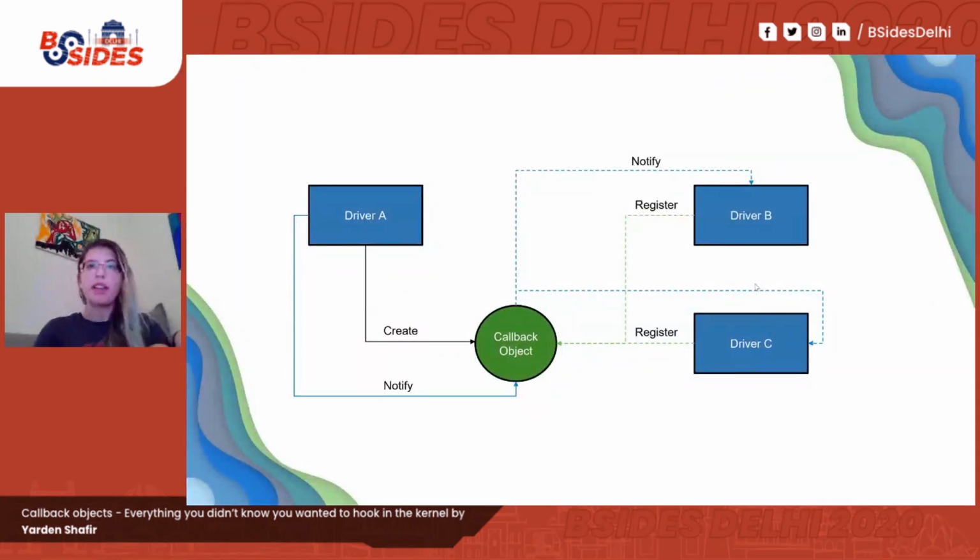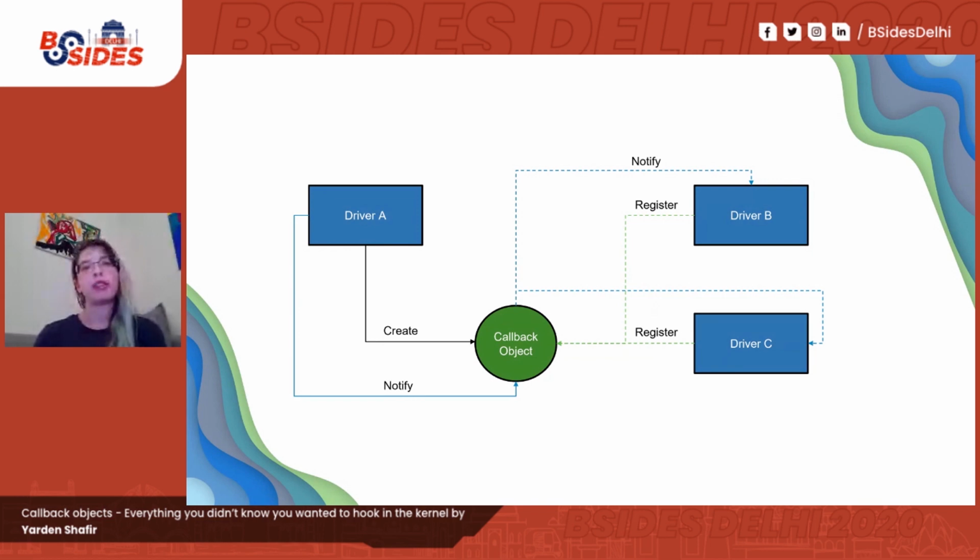So this is roughly what that mechanism looks like. You have a few drivers. One of them creates a callback with ExCreateCallback, creating a new callback object that can have a name or not. And other drivers can register for that callback. To register for it, they first need to find it. They do it again with ExCreateCallback, which gives them a pointer or a handle to the object. And then they can register functions that will be notified when someone wants to notify the callback.